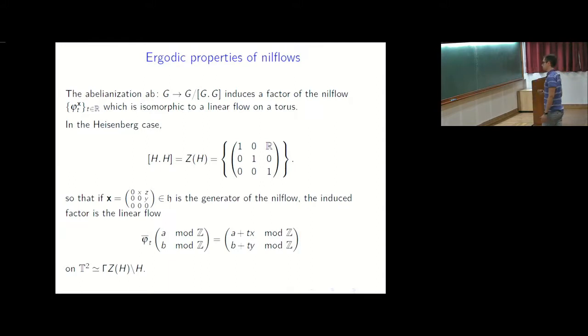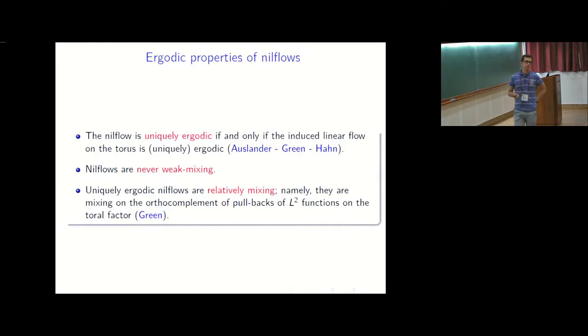This is an easy observation, but already it's telling you something about the properties of the Nilflows. In particular, Nilflows are never weakly mixing. Why? Because linear flows on tori have lots of non-trivial eigenfunctions, and you can just consider the pullback to your nilmanifold, and you have non-trivial eigenfunctions for the Nilflow.